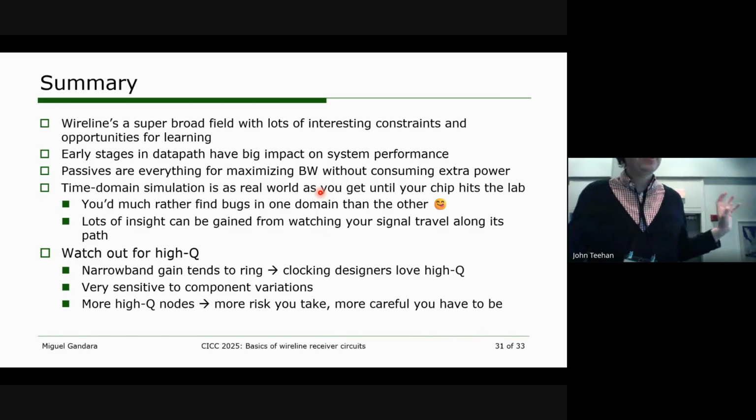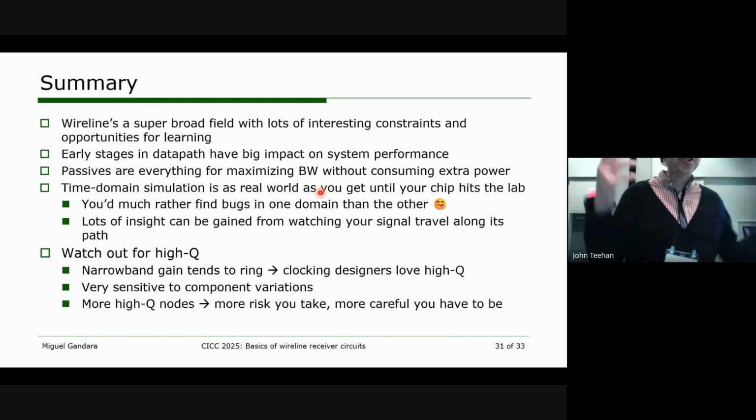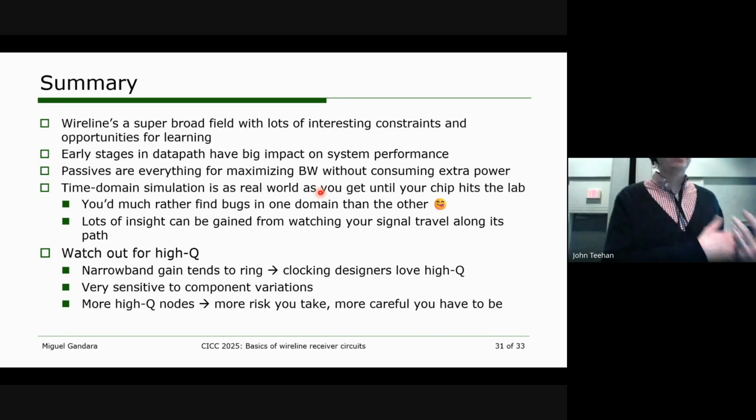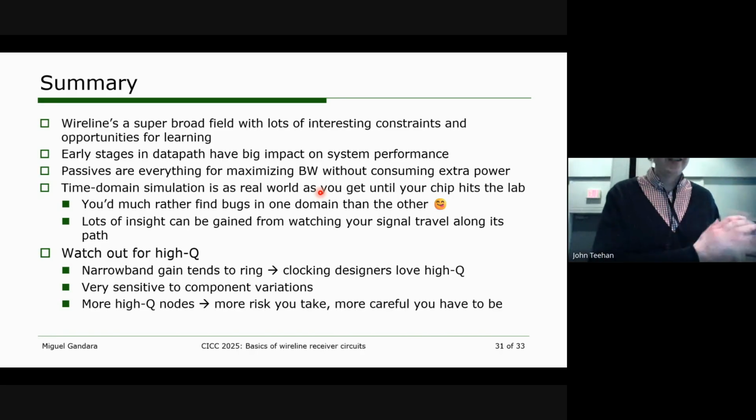Let me give a brief summary. Wireline is a super broad field. I only talked about the most basic fundamental circuit in wireline, which is just a resistor. I spent half the talk on a resistor, and that's how interesting and broad our field is. There are lots of interesting constraints and lots of opportunity for learning. In general, the early stages in the data path have the biggest impact on system performance, which is why I chose to focus on them for this talk.